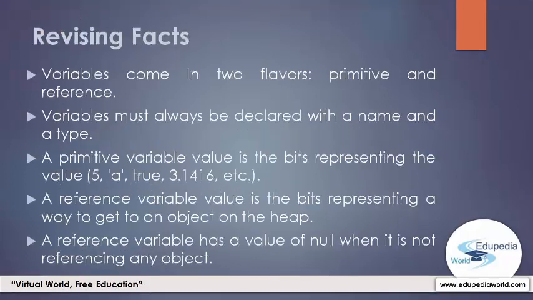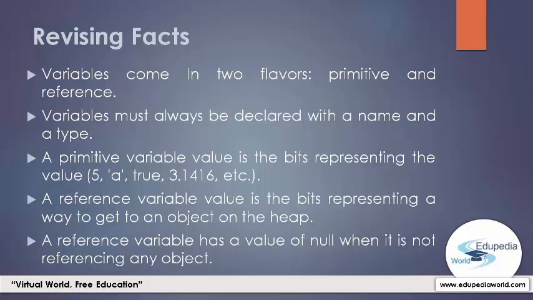Before moving on, let's revise a few things that we have already covered. These few facts may be useful to answer the questions given in this episode. So you know that variables come in two flavors, primitive variables and reference variables. When you are declaring a variable, it should include a type and a name.